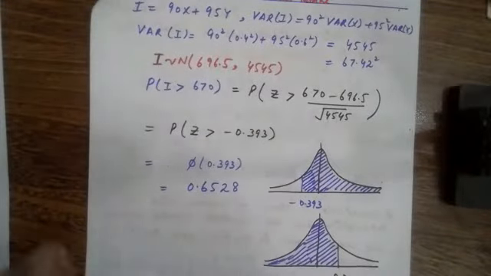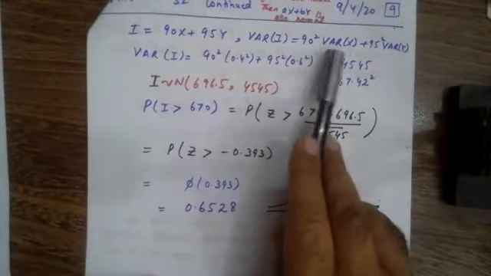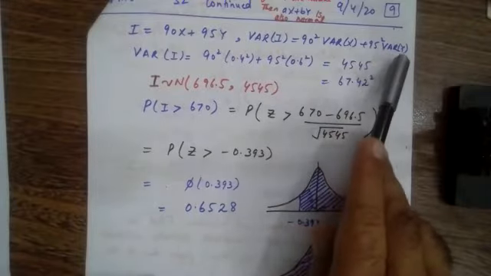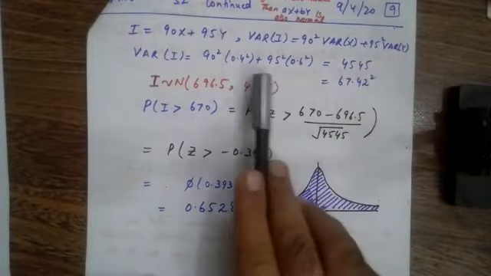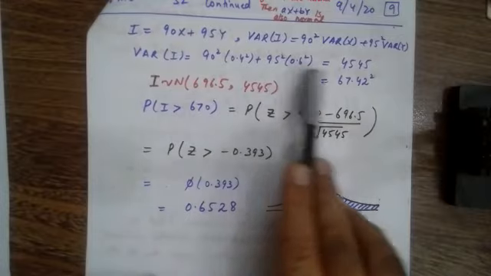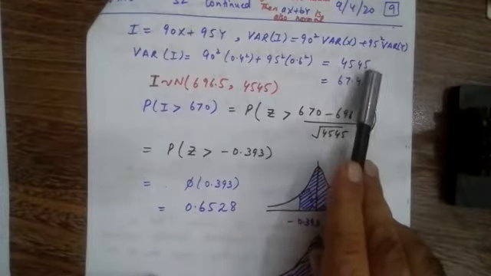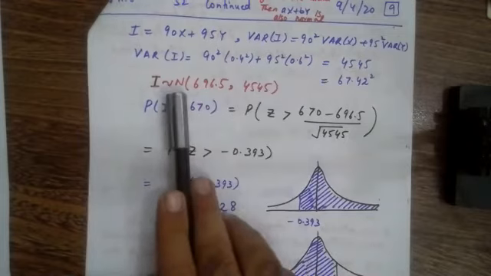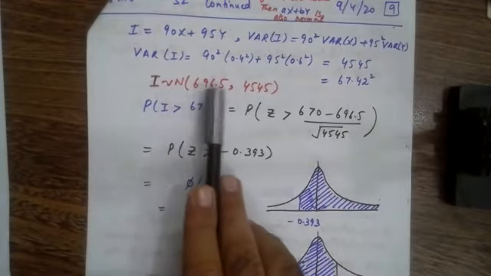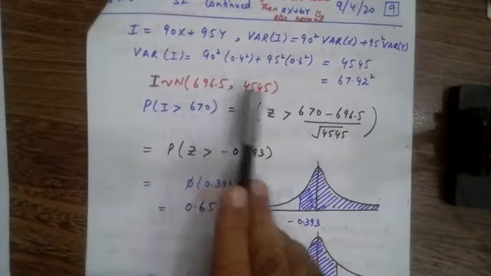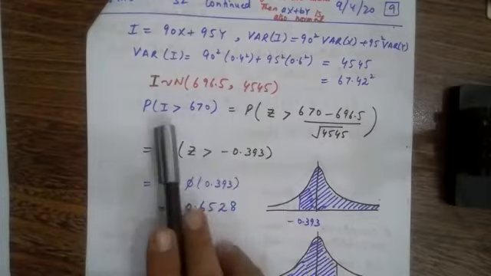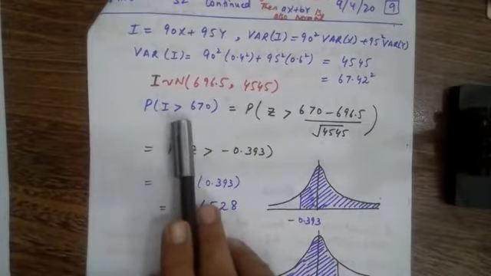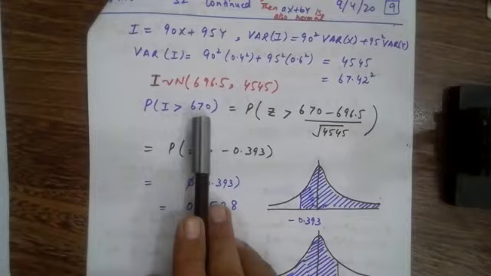So the variance of income is equal to 90 square times the variance of X, which is 0.4 square, plus 95 square times the variance of Y, which is 0.6 square. This when calculated becomes equal to 67.42 square. Now the income is normally distributed with mean $696.5 million and with this much variance. And they are asking to find the probability that income on one day exceeds $670 million.